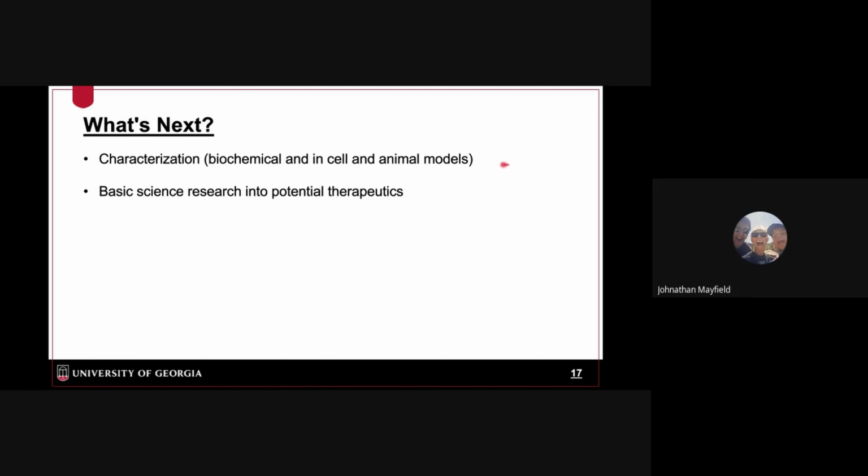So we characterize our next steps into two different categories. First, we're going to continue characterizing the OGT-XLID variants, both at the biochemical level and in cell and animal models. This work is important because it helps us understand the biology behind what's wrong. But secondly, we're taking steps to understand the basic science behind potential therapeutics. We've only begun to lay the foundation for this, but it's important that we have good model systems, cell and animal models, to best evaluate potential therapeutics.